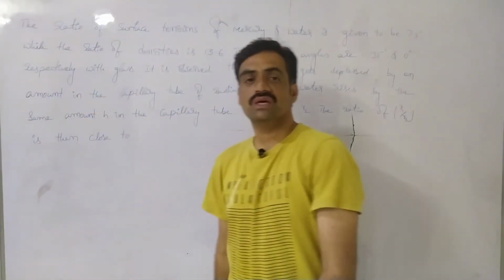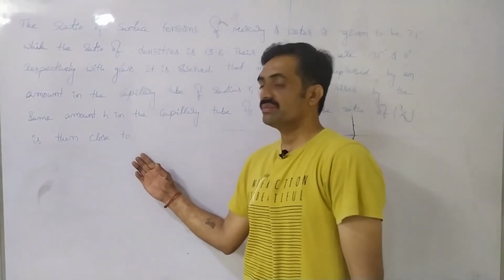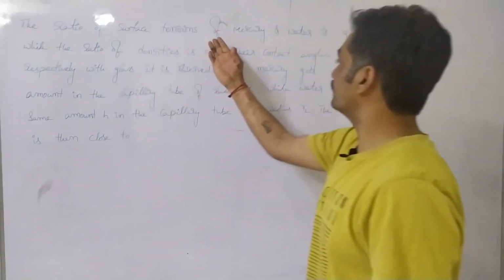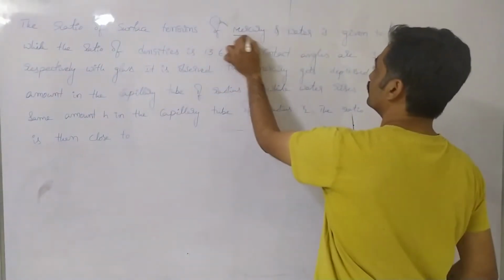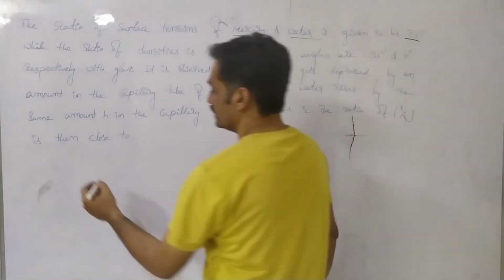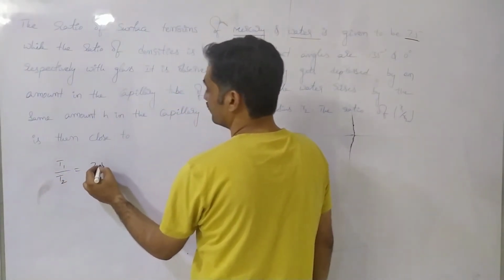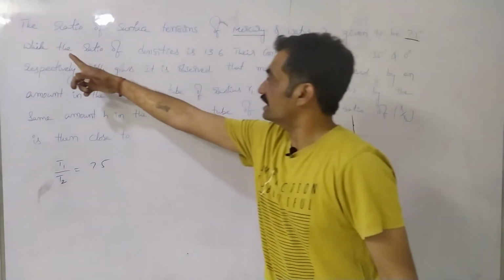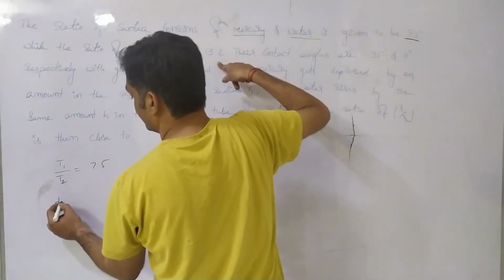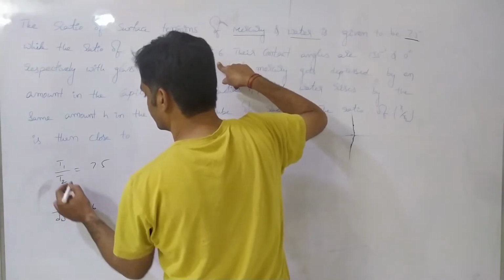Okay, now we are going to solve a numerical based on this capillary rise method. So now this problem is asked in JEE Mains 2019. Let's observe the problem. The ratio of surface tensions of mercury and water is given to be 7.5. So the ratio of a surface tension of mercury and water is T1 by T2 is equal to 7.5. And the ratio of densities is 13.6. Density of the mercury by density of water is equal to 13.6.